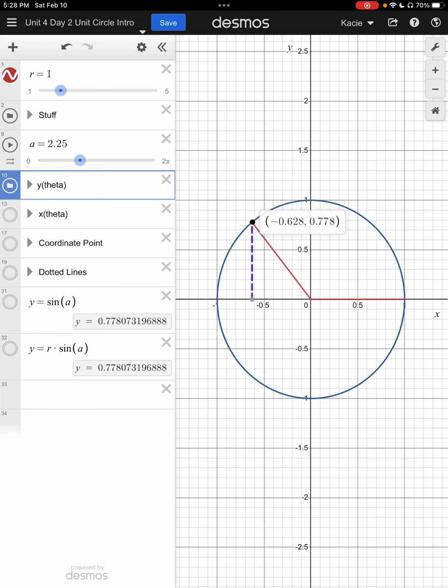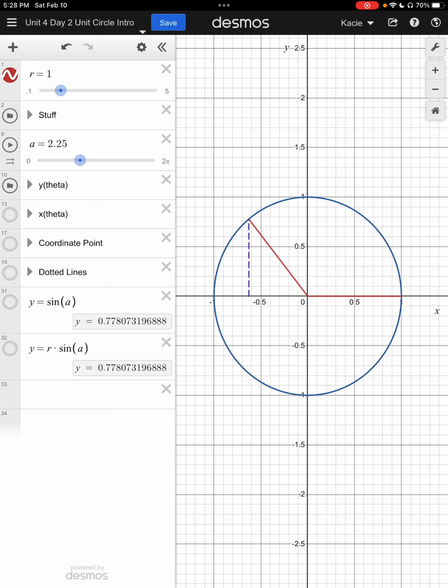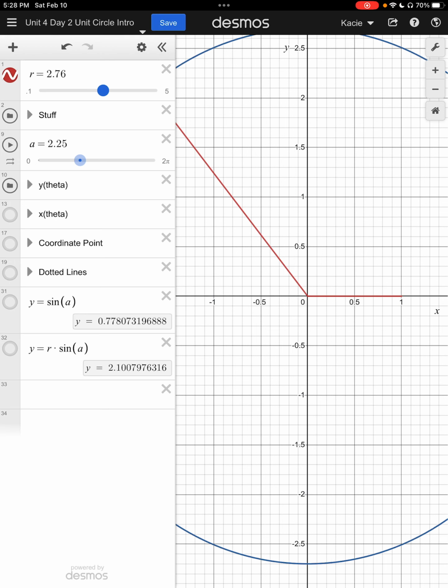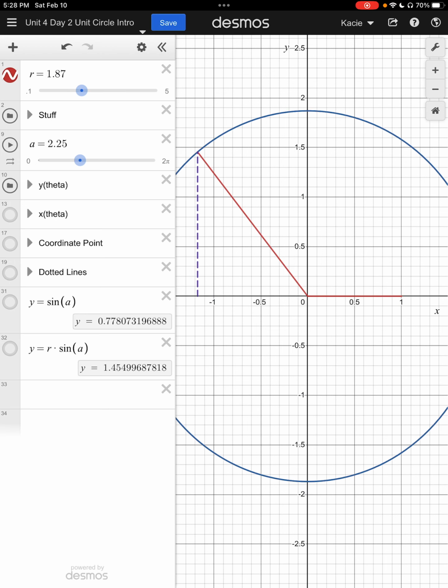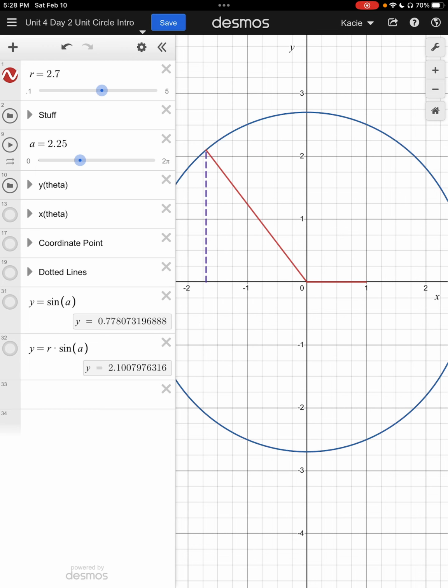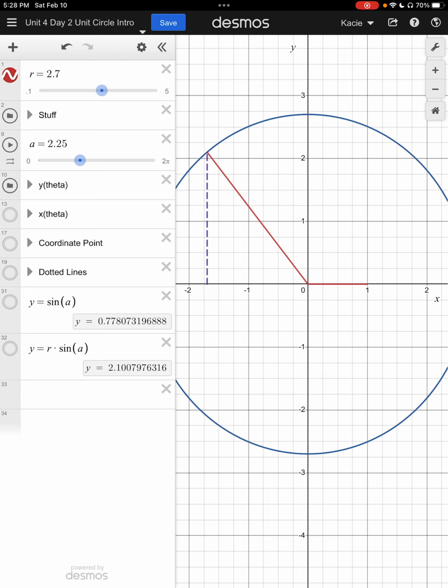So if my circle is bigger, so let's say I take my circle and I increase my radius, and I know we're not going to be able to see everything, but I can even zoom out a little bit more. If I increase my radius, that vertical distance is going to increase. This purple line got bigger. But the cool thing is that vertical line is still 78% of the length of this radius. So we say that that vertical distance is 0.78 radius length still, or 78% of the length of this radius.